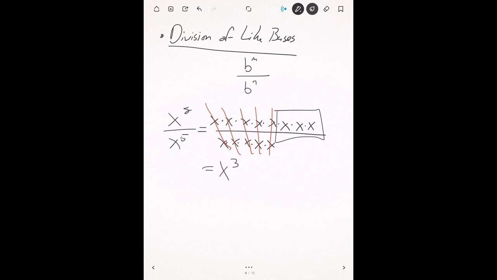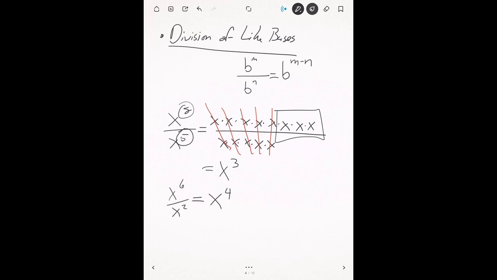X to the third. Oh, little shortcut here. It seems like I just subtracted these exponents. And that's actually what the property is. If you're dividing by the same base but different exponents, you can go ahead, keep the base, and just subtract the exponents. So if, for example, we had x to the 6 over x squared, that would be x to the 4.